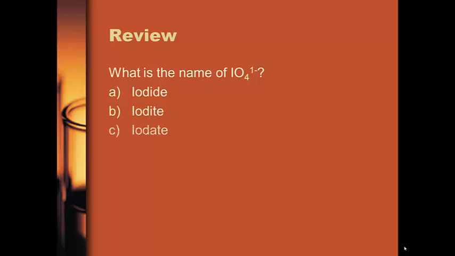Now for review. What is the name of IO4 1-? Iodide, iodite, iodate, hypoiodite, or periodate.